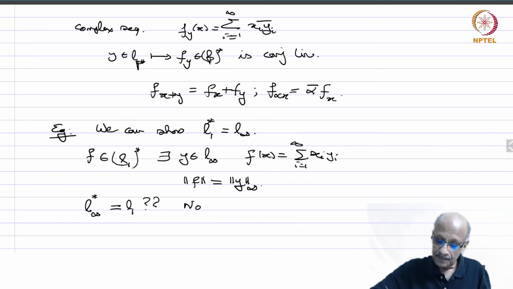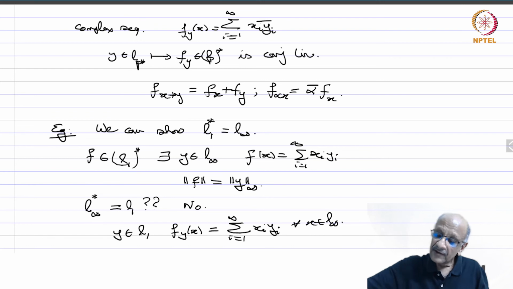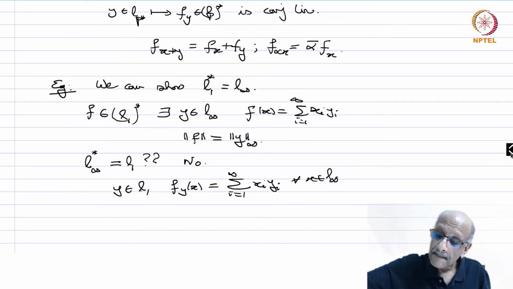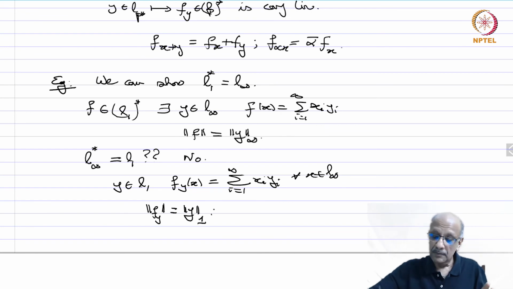Answer is no. So if I have y in L1, I can define f_y of x equal to sigma x_i y_i for all x in L infinity. By Hölder, this defines a continuous linear functional, and in fact the norm of f_y will be equal to the norm of y in L1, no problem.